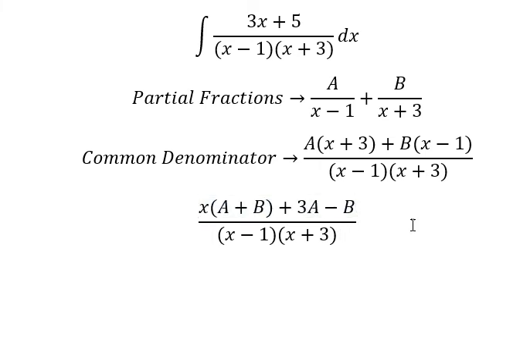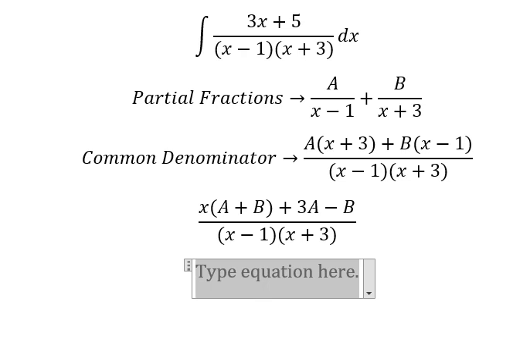And now we need to compare coefficients. About s, we have 3. So 3 equals a plus b. About the numbers, we have 5. So 5 equals 3a minus b. And now we create the system of equations.